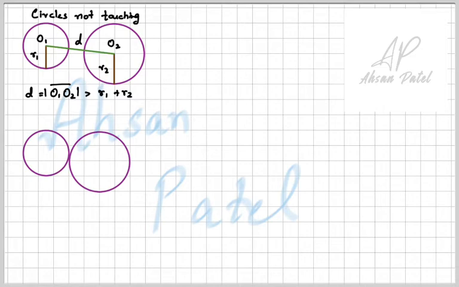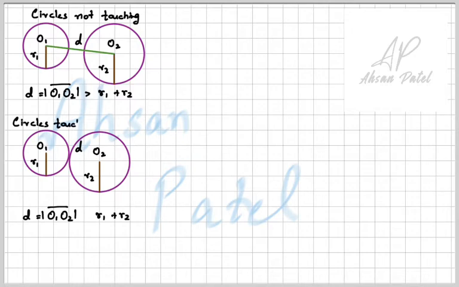In the second case, the circles are touching each other. So now I am assuming the same, the radius R1, the radius R2 for both the circles respectively. Now this is O1, this is O2. The distance between the centers, we can clearly see, will be equal to the sum of the radii. So the circles are touching each other. If the circles are touching at one point, the distance between the centers will be equal to the sum of their radii.